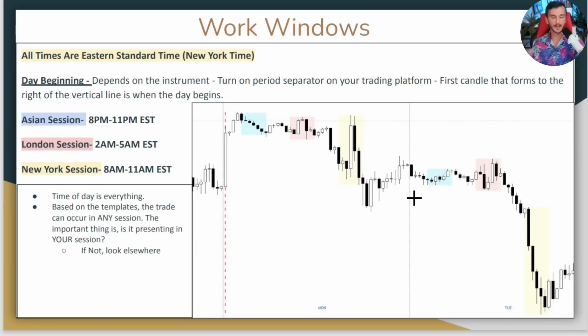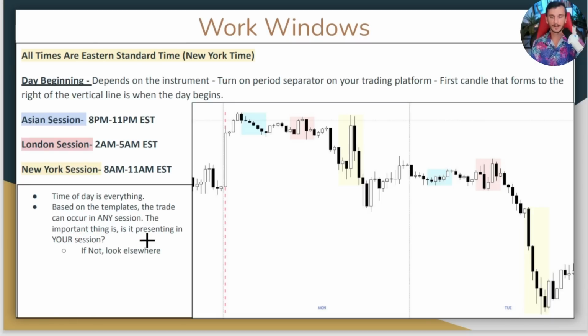Me specifically, I trade the New York session, and I try to find a setup between 9:30 and 10:30 based off my own results. Those are the times where my trades actually seem to work out the best. So between 9:30 and 10:30 is my time. Time of day is everything based on the template. The trade can occur in any session. The important thing is it presenting in your session.